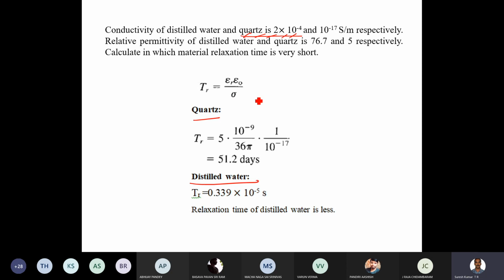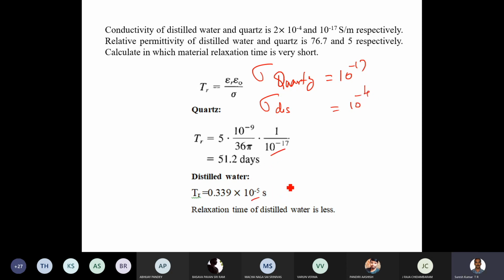As it is the denominator, you can see it is taking a long time to settle. Sorry, there is a mistake, let me check. The conductivity of quartz is 10 power minus 17, and distilled water is 10 power minus 4. Yeah, it's correct.